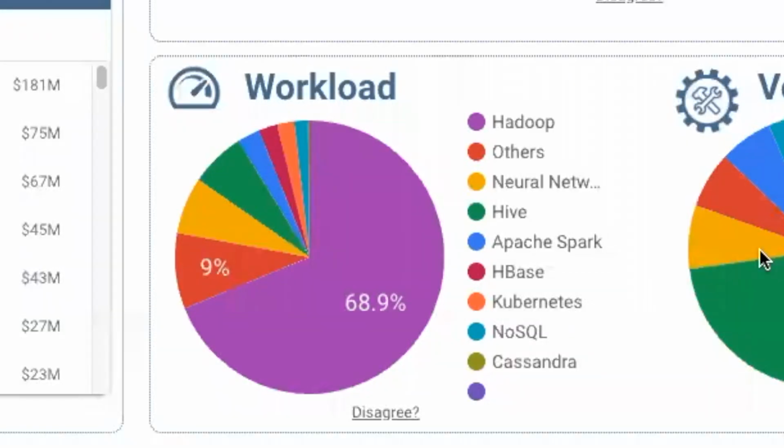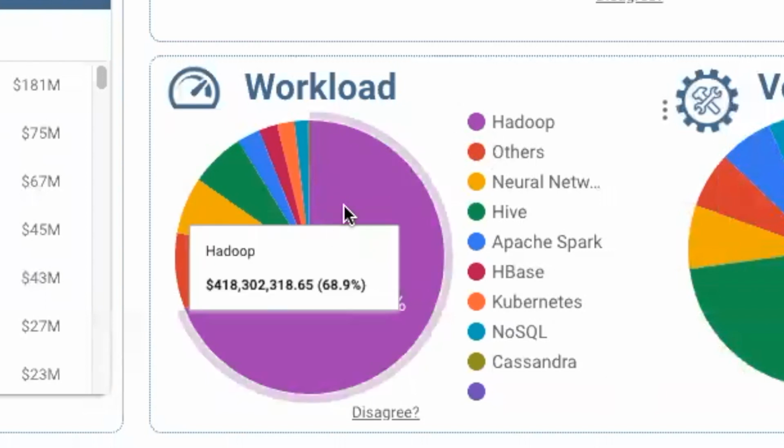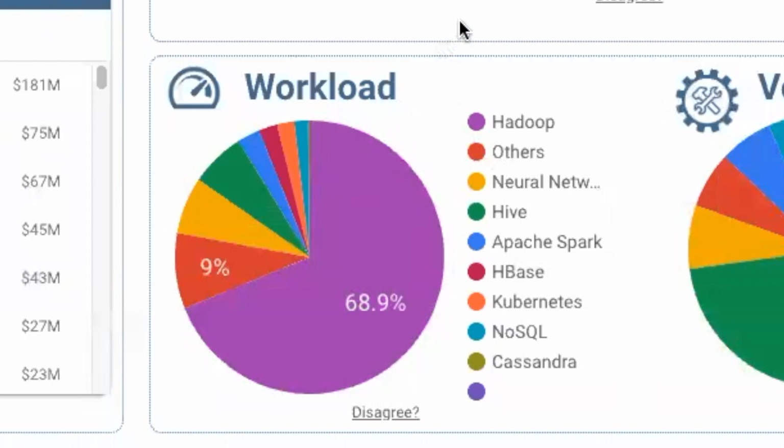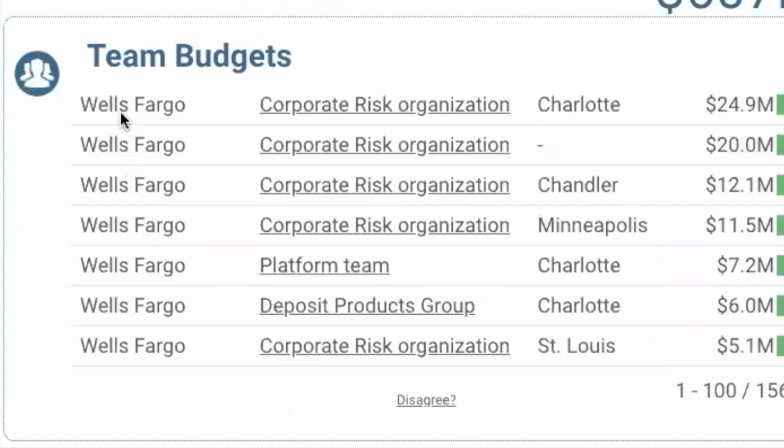So going back, we see that, and then obviously a big spend is on Hadoop. That's what they're spending on. And then the more important and actionable number here is which team and where. So it says Charlotte, there's a corporate risk team, and the corporate risk team shows up in several places. So it's spread across Chandler, Minneapolis, St. Louis, and Charlotte, which is the largest team. It has 24 million and maybe another 12, 11, 5. So about 50 million out of the 600, close to 10%, is being spent by the corporate risk organization. So probably the largest spend is at Charlotte.